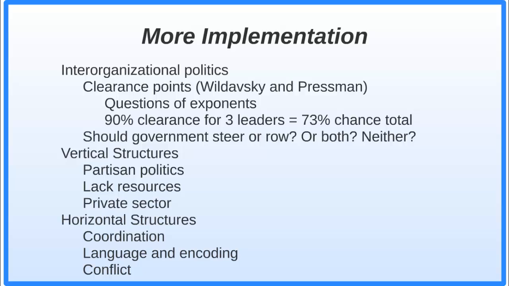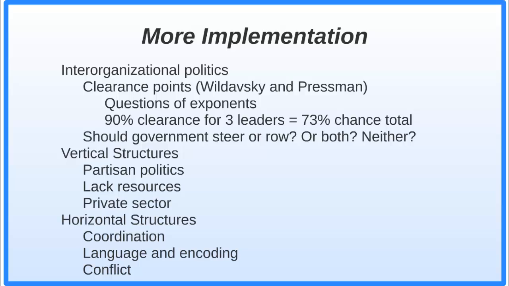We have interorganizational politics. We have what we call clearance points. Aaron Wildavsky and Jeff Pressman, in their study of Oakland, talk about this idea of a clearance point, which is the number of individual decision points that must be agreed to before any policy intentions can be translated into action. Now, basically, if we want to view this from a statistical standpoint, it's a question of exponents.